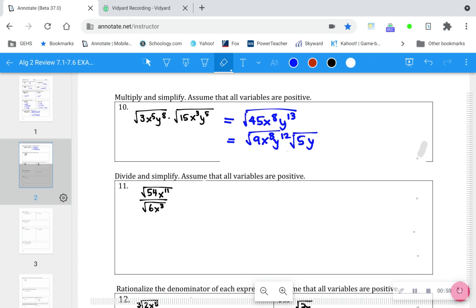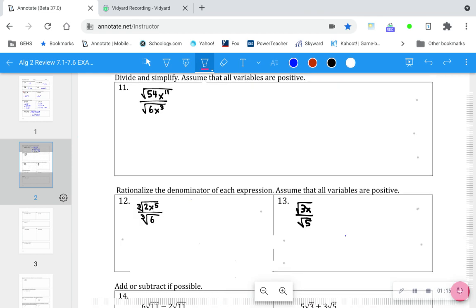Then all you have to do is simplify the front radical. So square root of 9 gives 3. Square root of x to the 8th gives x to the 4th. And square root of y to the 12th is y to the 6th. The little phrase up at the top here, assume the variables are positive. You don't have to worry about absolute value bars on any of those variables.